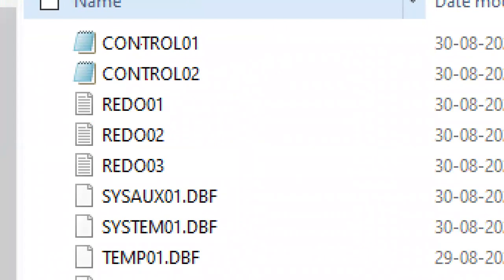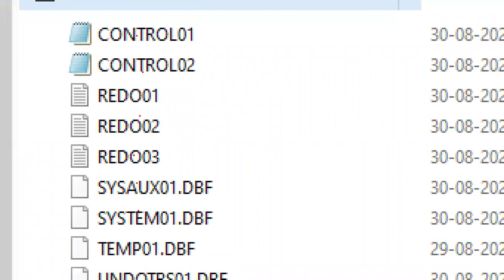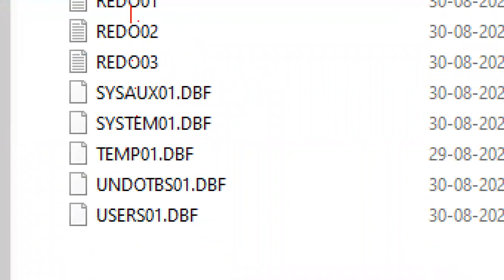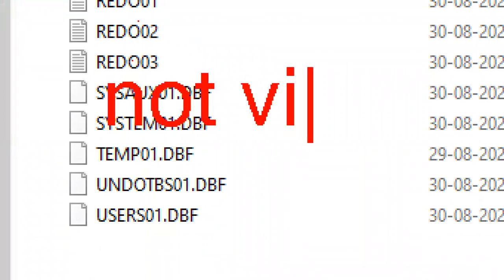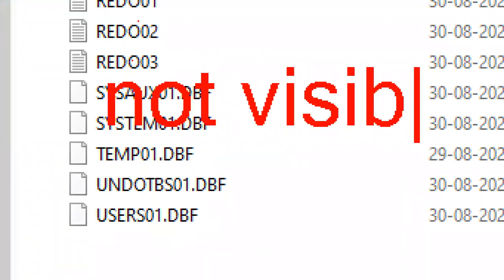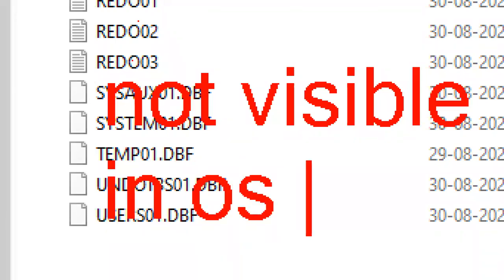Slowly observe here, for one minute. Where is the test? Is the test table visible or not visible? Very good, everyone is telling the correct answer. The test table is not visible. You are observing, or not? That test table is not visible in the operating system.